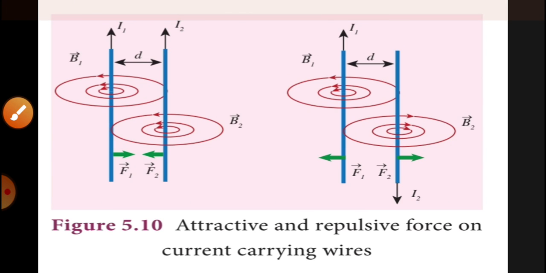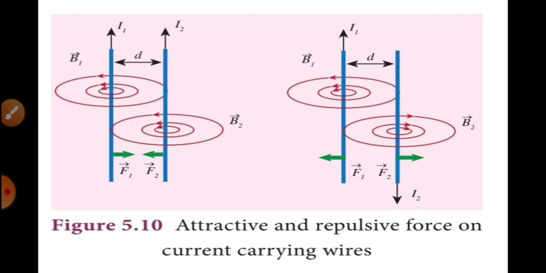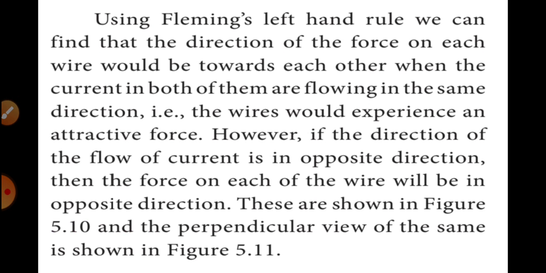Okay, now we will see the second diagram. The current carrying conductors are given in blue and violet color. I1 current is upwards and I2 current flows downwards. So one is positive and the other negative, that is, two different directions. So the forces are repulsive forces on the current carrying wires. These are shown in that diagram.